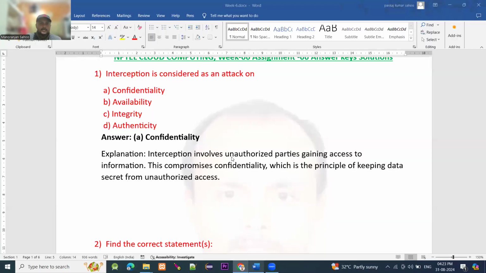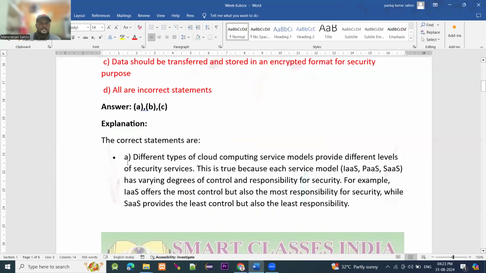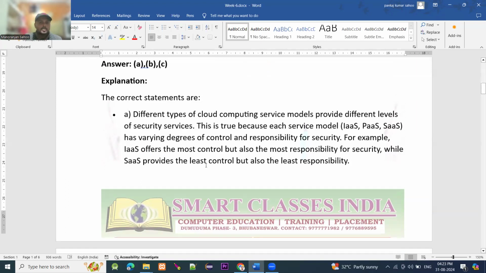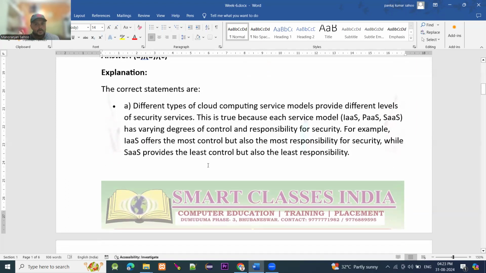Once again, we will verify. Four options are given. The correct statements are: Option A, different types of cloud computing service models provide different levels of security services. This is true because each service model, that is infrastructure as a service, platform as a service, and software as a service, has a varying degree of control and responsibility for security. For example, infrastructure as a service offers the most control but also the most responsibility for security, while software as a service provides the least control but also the least responsibility.